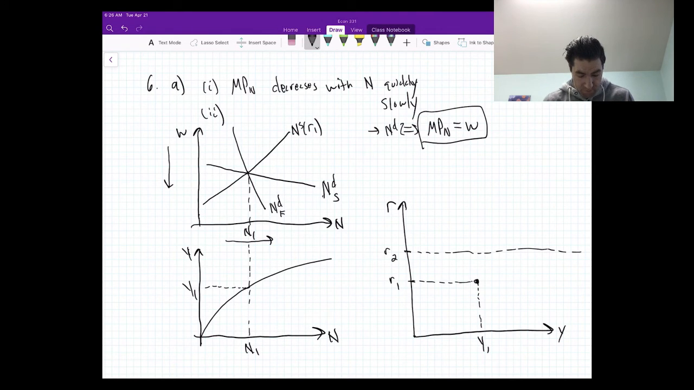Well, let's shift labor supply. NS of R2. So labor supply is shifted to the right now. And let's see where we are in each of the two cases. So let's start with the fast decrease in the marginal product of labor. I'm going to call this N2F, for N2 fast. And what we see is that yes, we get the increase in Y, but it's a relatively small increase in Y. So when we increased R, we did get an increase in Y, but it was pretty small. So I'm going to call this Y2F.